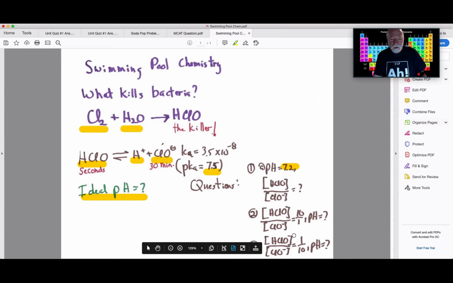Now, question number 3 is, at what pH would it not be very effective? In other words, you've got 1 of the effective form to the not effective form. Okay, so these would be 3 homework problems for you. And these might be typical Berg exam questions, some of this type. So you're now experts, or you will be, at swimming pool chemistry.